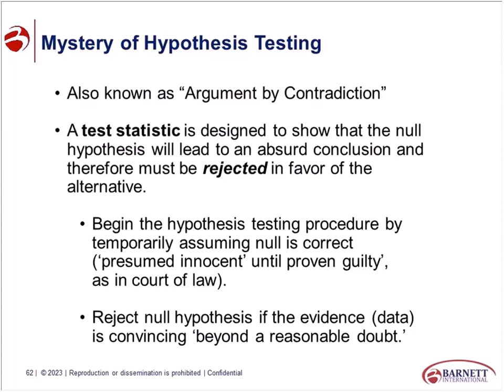There is no definition of reasonable doubt in the justice system. Everybody on the jury has a different threshold for reasonable doubt. In statistics, our measure of reasonable doubt is our alpha level, our significance level.